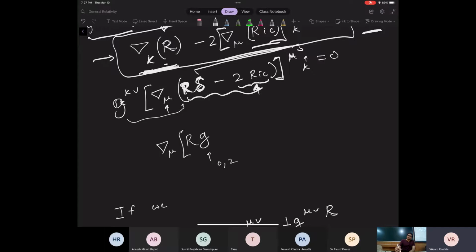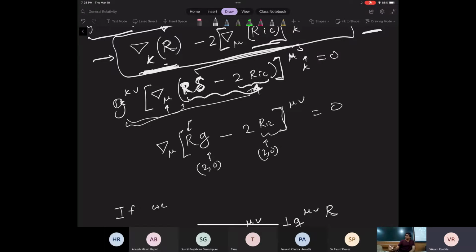This is a Ricci scalar multiplied by a (0,2) tensor, minus twice the Ricci tensor, which is also a (0,2) tensor. I differentiate this (0,2) tensor, and at the end it's an upper (2,0) tensor. And this Ricci tensor also, since I've raised the index, I pull this g inside, and this is Ricci with upper indices. This is also a type (2,0) tensor. Whatever I get at the end of it, I take the mu nu index of that, and that is equal to 0.